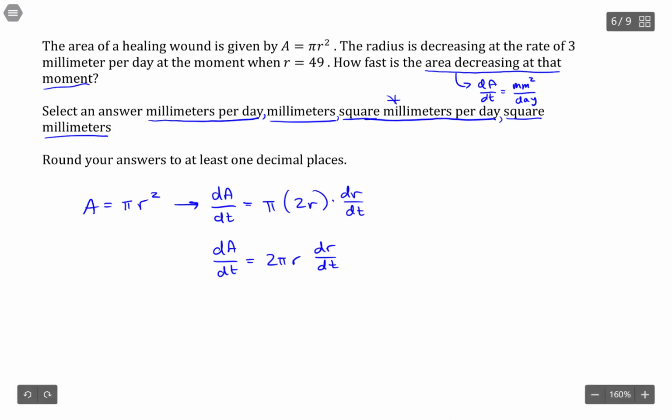And now it's just a matter of plugging information in as we find it here. So the radius is decreasing at the rate of 3 millimeters per day. So we're saying there that the radius is changing -3 millimeters per day. And it's a negative because it's decreasing. So this would be 2 pi times whatever we have for r times -3 to start off with. And this is happening at the moment when r equals 49. So that just means we plug in 49 for r.